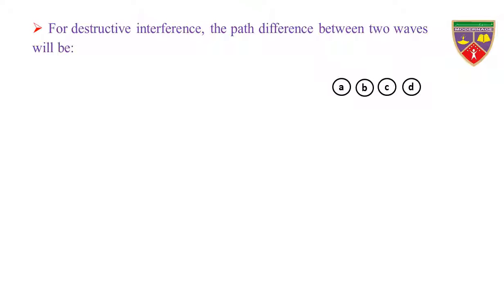For destructive interference, the path difference between two waves will be option A, 9 lambda by 2, option B, 8 lambda by 3, option C, 7 lambda by 5, option D, 6 lambda by 7. The key is 9 lambda by 2. Therefore, the correct option is A.